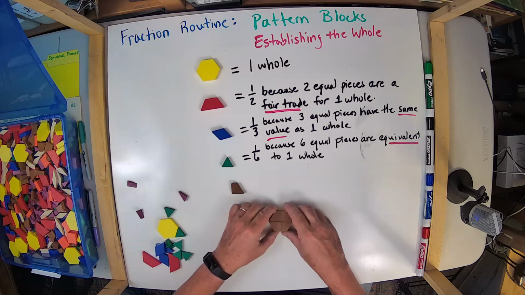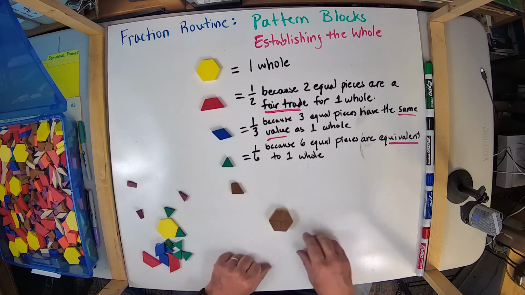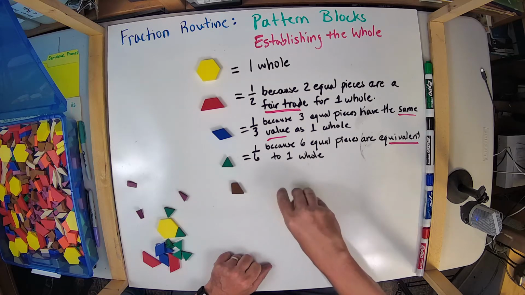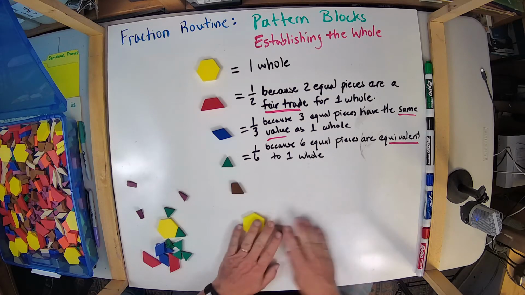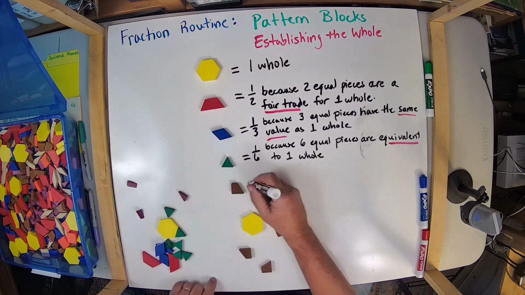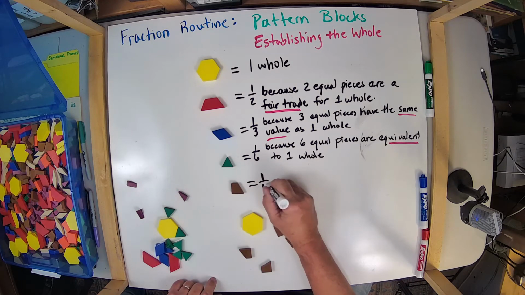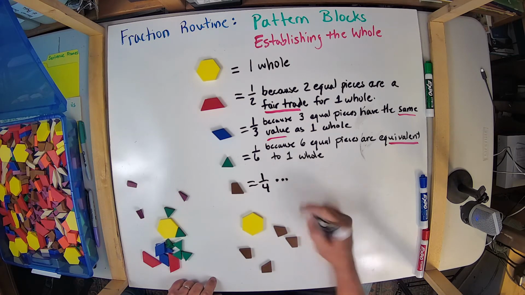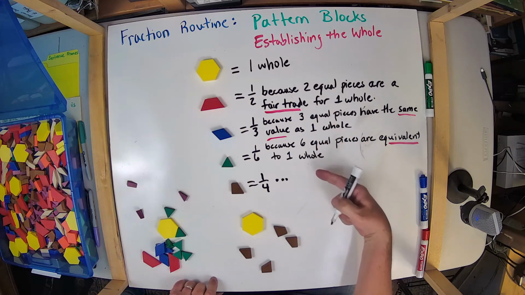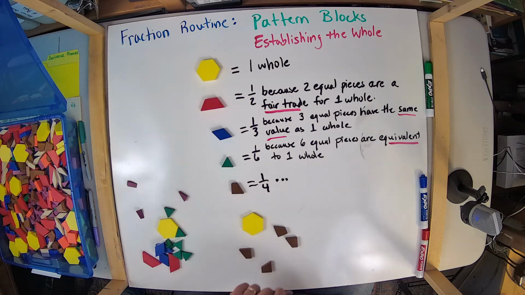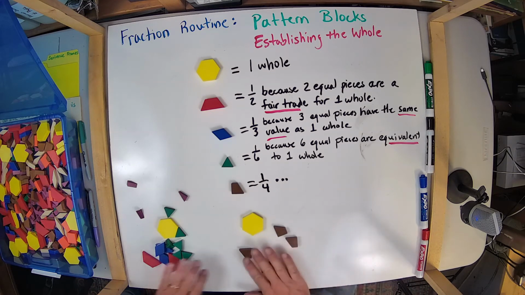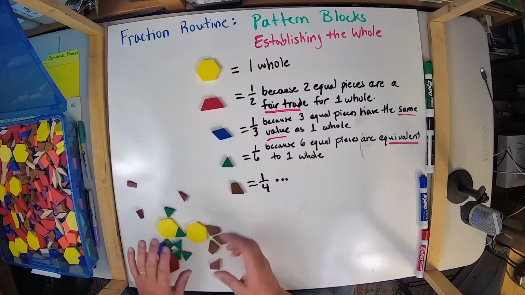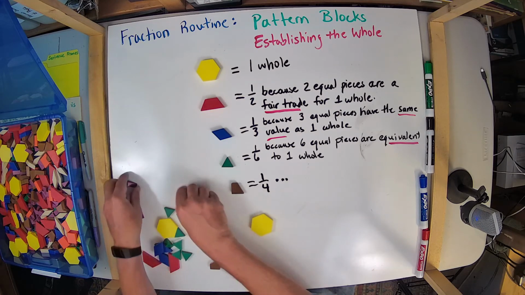You see now the brown blocks fit onto the yellow block, just like that. You can see that the value of the brown block is equal to 1/4. And then I want the reasoning. Remember, this is the reasoning. You want to scaffold students through that using sentence frames, putting those sentence frames in your classroom and really encouraging students to do it that way.